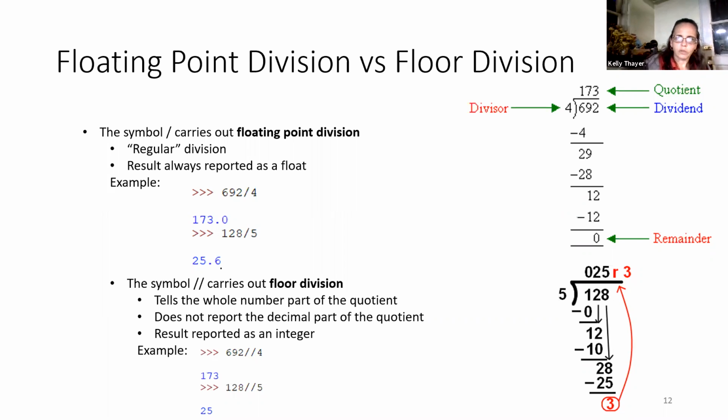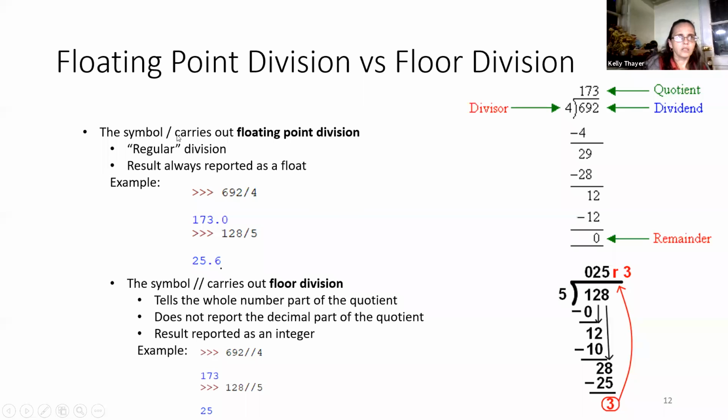So for floating point division versus floor division, let us consider doing some division problems. So here we're going to consider 692 divided by 4. So you may remember from your math classes, 692 is called the dividend and 4 is considered the divisor, and the answer to doing that problem is called the quotient.